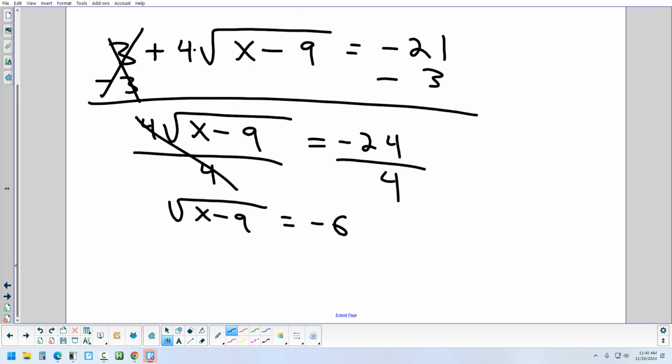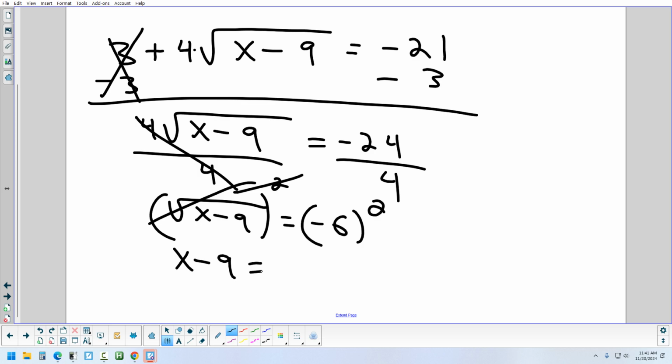Now we've gotten this down to the kind of problem that we started with. What do we do on each side to get rid of that root? Raise it to the second power. Square and square root are gone. That's x minus 9 equals 36. And when I move 9 to the other side, my final answer will be 45.